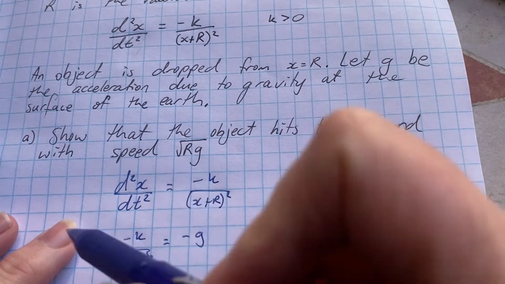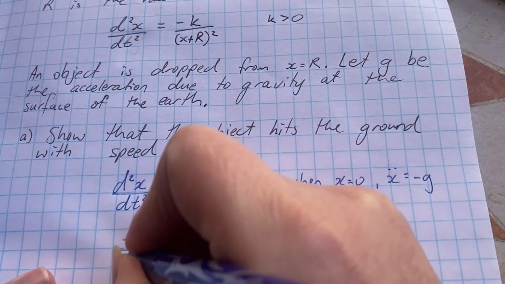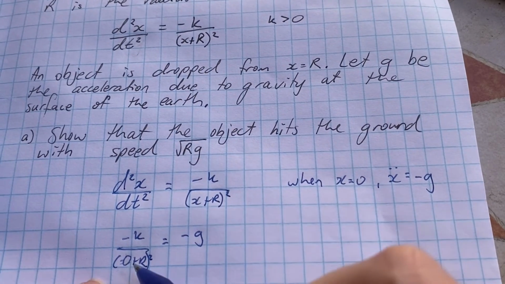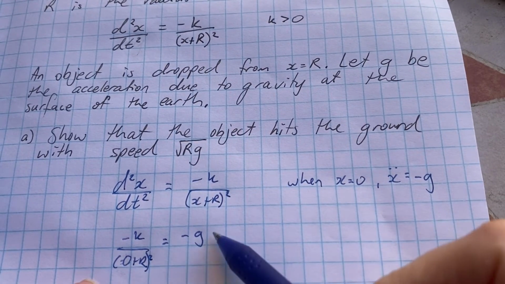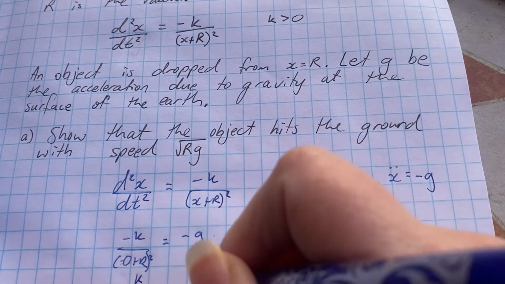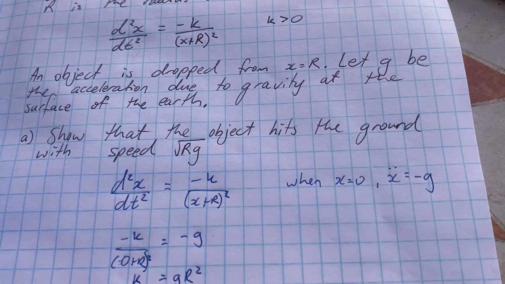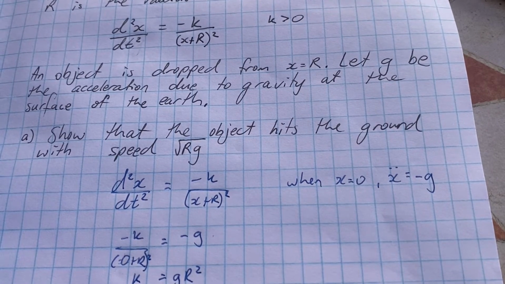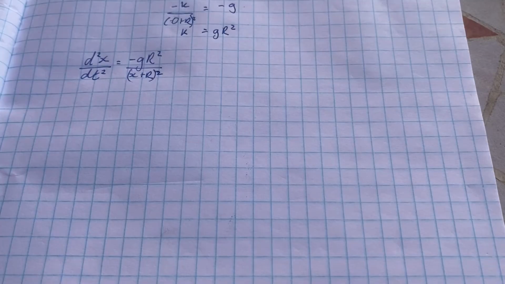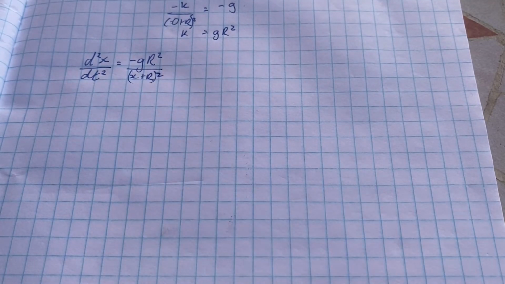I'm going to let x be equal to 0. So 0 plus r squared, so this is just r squared. I'm going to multiply each side by r squared. I'm going to cancel out the negatives, multiply each side by negative 1. So k is equal to g times r squared. So that's our constant of proportionality. Okay, so I've replaced the k with g r squared in that equation.